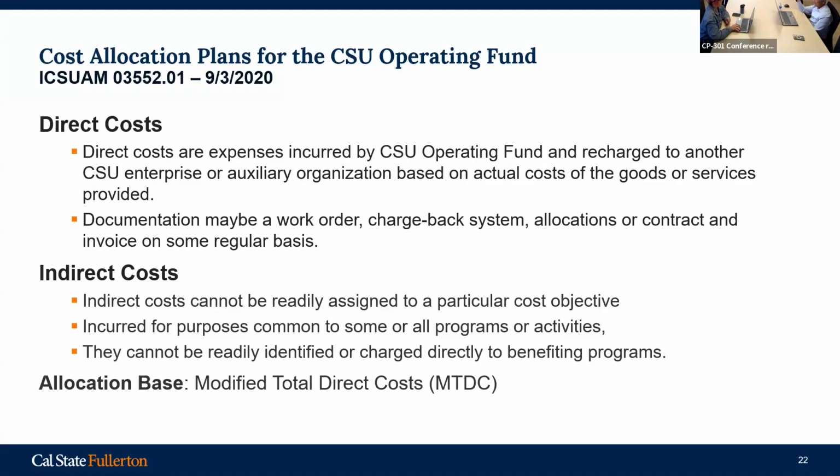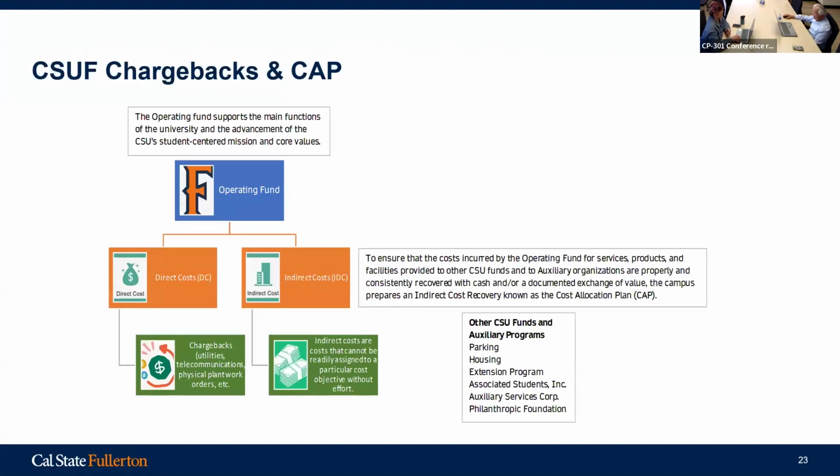Instead of MTDC, we can use, for example, salaries and wages. We can use space. We can use whatever the university wants. But at Fullerton, we decided to use just one single allocation plan to make it simpler and understandable, and it's called the MTDC base. And this is a chart that we developed to reflect the chargeback that we do.